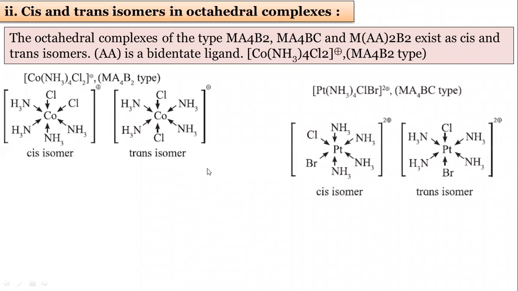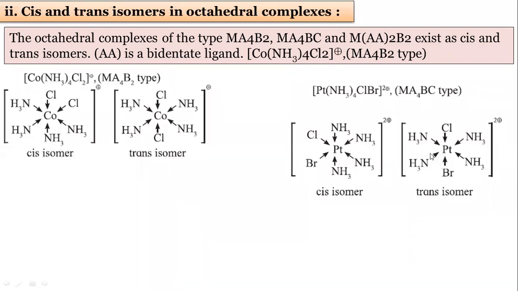Then we will discuss another type, MA4BC. MA4BC means B is a different ligand and C is a different ligand. These 4 ammonia are A type, the chlorine is different, and the bromine is different. So in case of cis isomer, see the position of the 4 ammonia. They are at adjacent positions, 1, 2, 3, 4, and this is a chlorine and bromine.